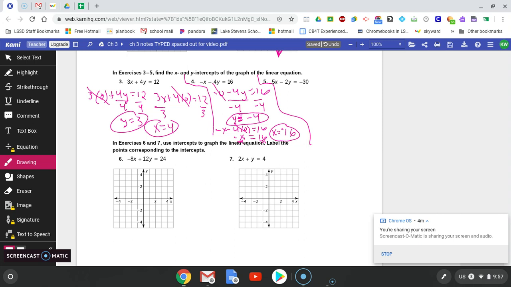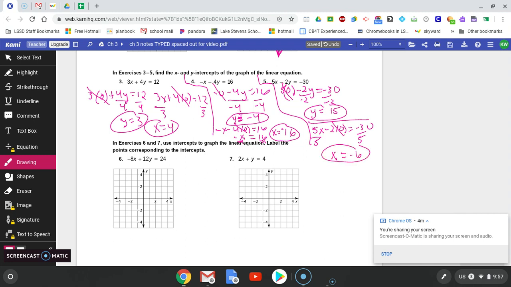And the last one, again, if I plug in a 0 for y, or excuse me, a 0 for x, is what I did first. This term cancels out, and I need to just divide both sides by -2. So I get my y-intercept is a positive 15. Then if I plug in a 0 for y, my second term cancels out, and I'm left with 5x equals -30. When I divide both sides by 5, I get x is -6.